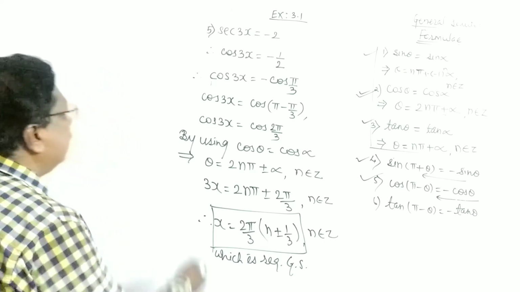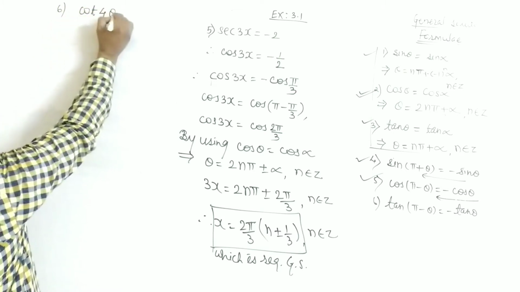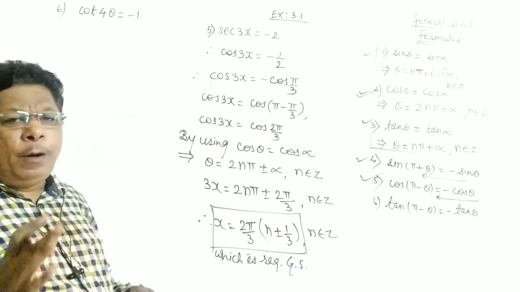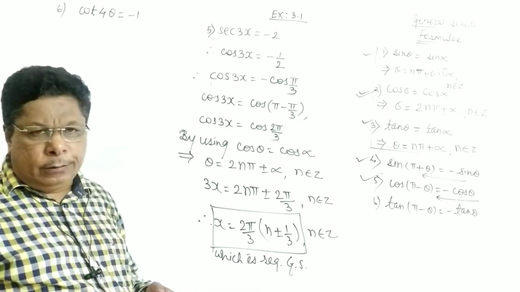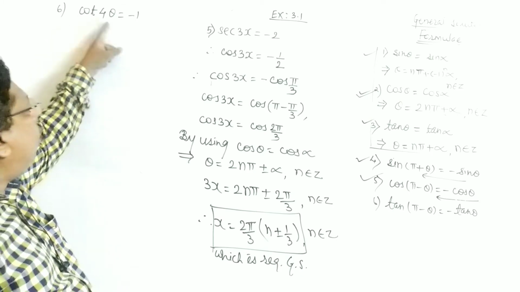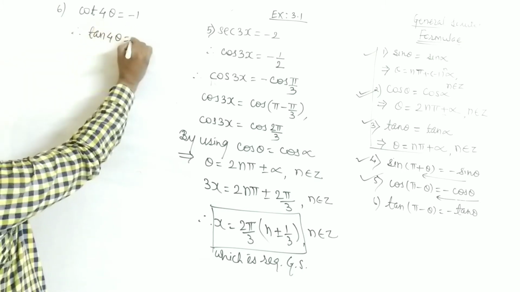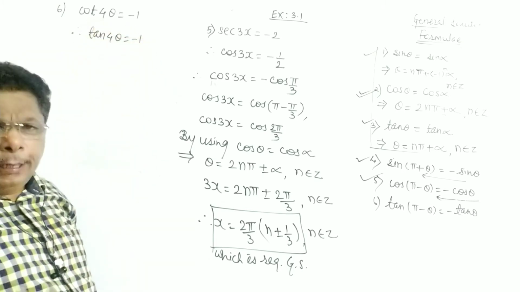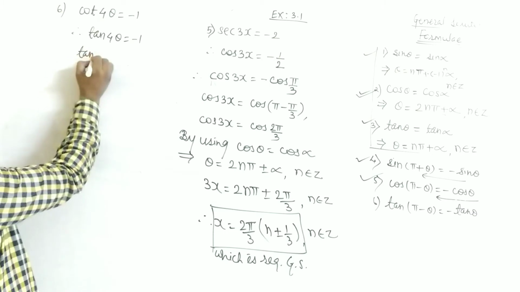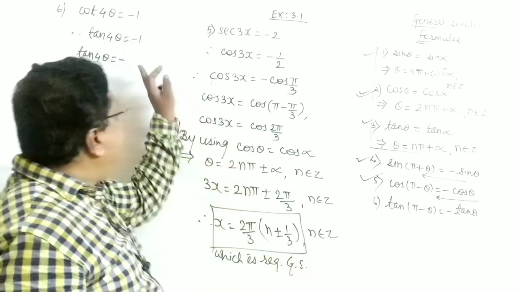Now we take one more sum. Cot 4 theta is equal to minus 1. Okay, we know that reciprocal of cot is tan and reciprocal of tan is cot. So cot theta is equal to 1 upon tan theta. So cot 4 theta equal to minus 1. From this we can write tan 4 theta is also equal to minus 1. Minus 1 upon 1, that is 1 upon minus 1, that is also minus 1. From this we can write tan 4 theta is equal to minus 1.